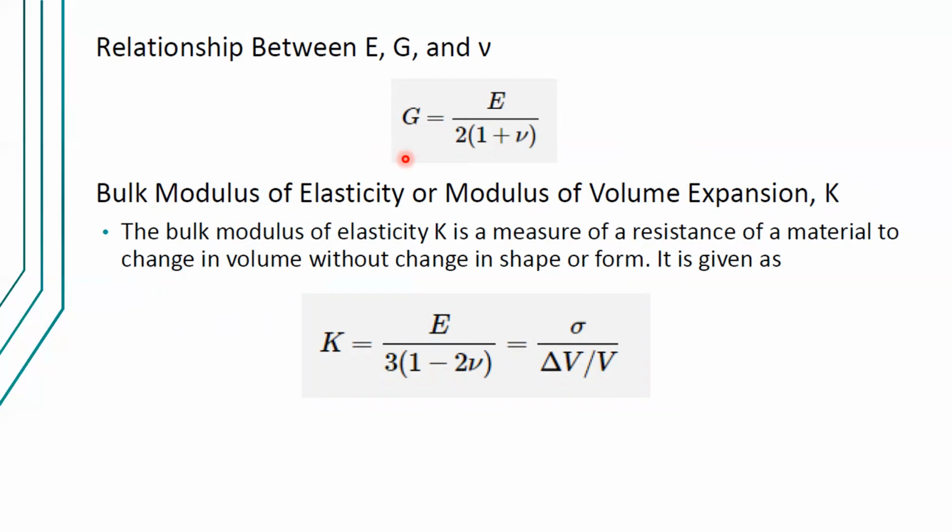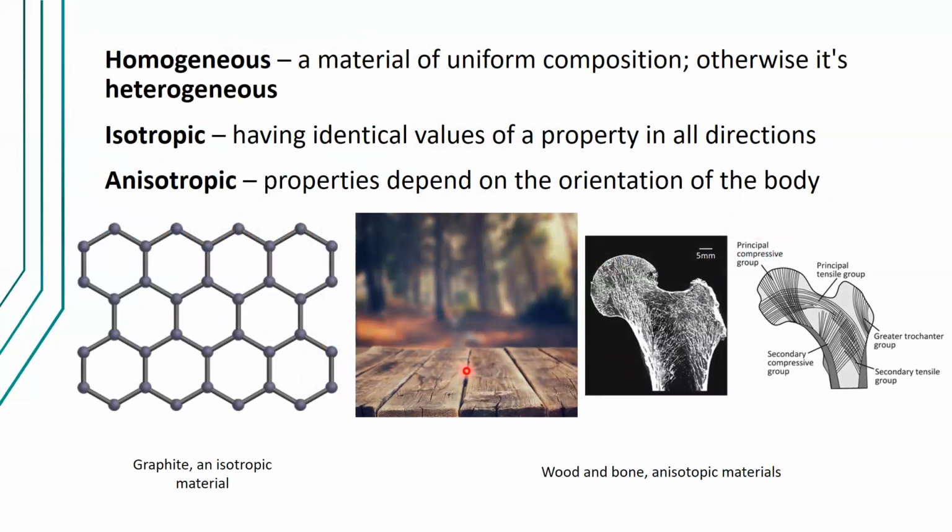Okay? And another formula that may be of use for you is what we call your modulus of volume expansion, or K, no? Or we call that also bulk modulus of elasticity. It's a measure of a resistance of a material to change in volume without change in shape or form. And it's given by this equation right here. Just a few more terminologies that we need to understand. So if a material is of uniform composition, okay, we call that material homogeneous. Okay. Otherwise, kapag non-uniform yung composition niya, it's heterogeneous.